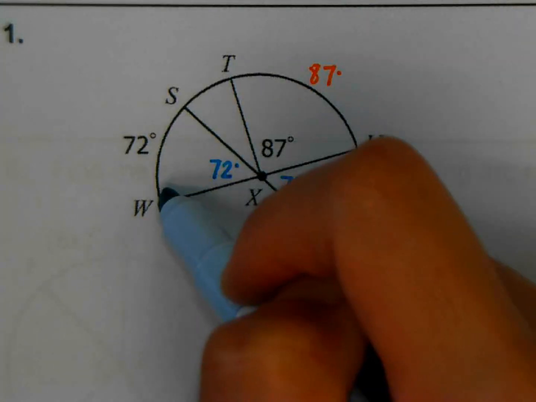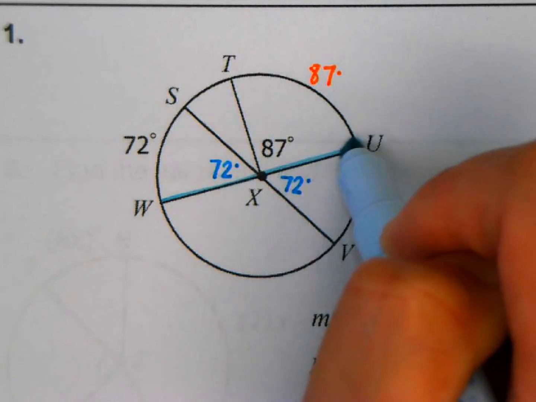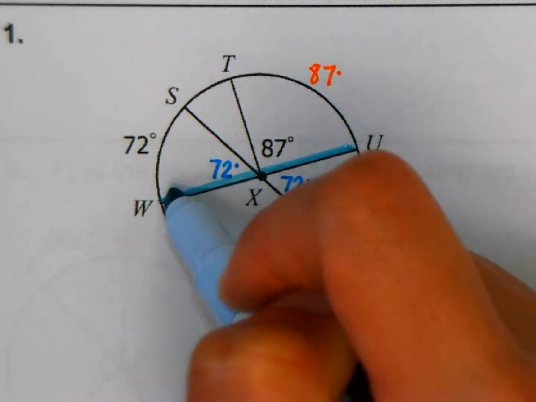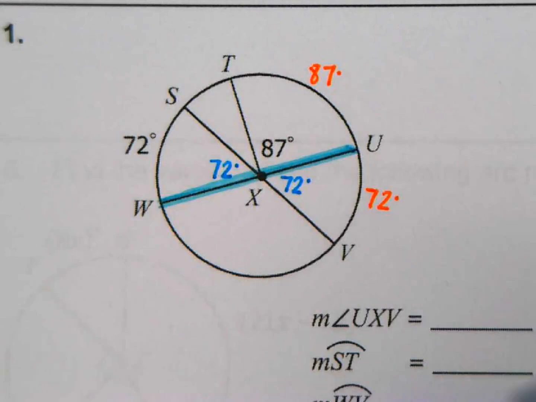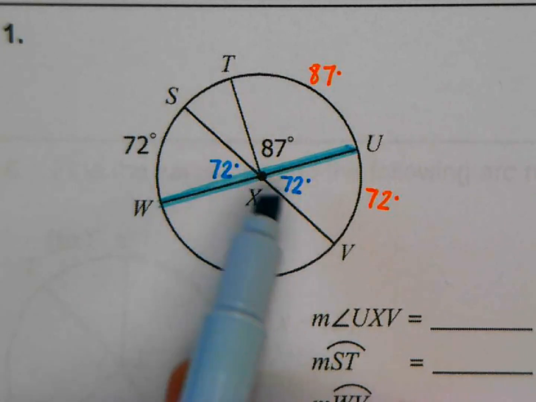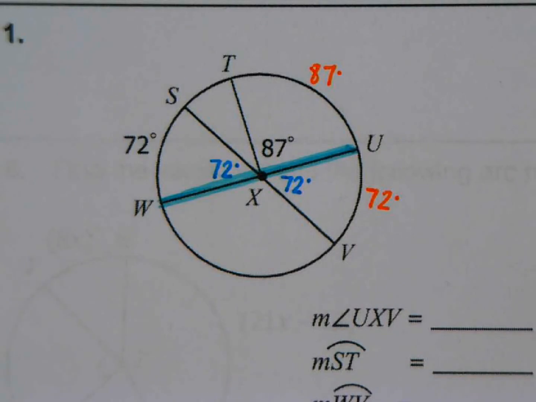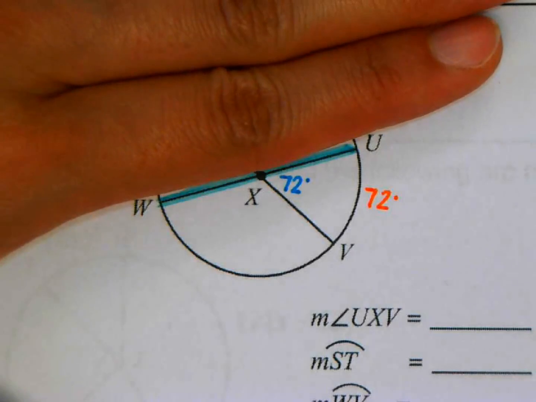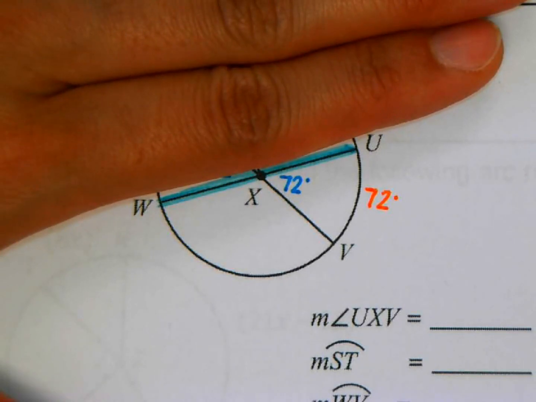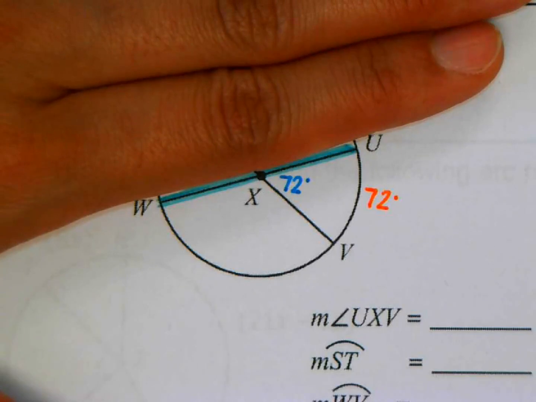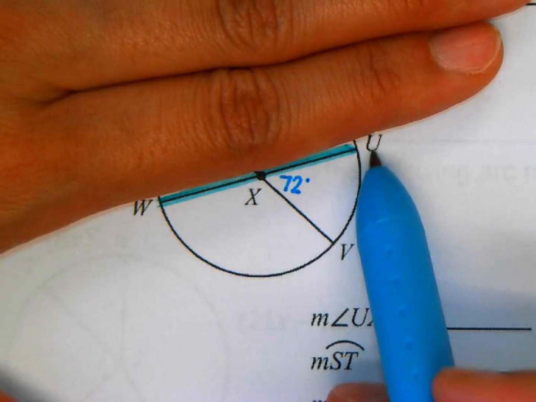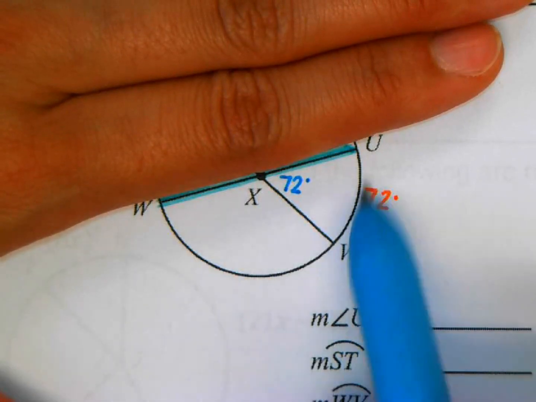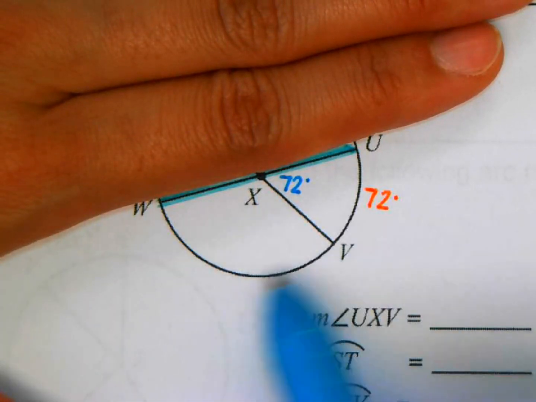Now, sometimes you're going to want to darken or highlight one diameter. In this case, I'm just going to do one of them, and you could pick any of them. I picked WU, but you could have chosen SV. You can use your pencil to make it darker so that it stands out, essentially cutting the circle in half. That's what you can use a diameter for. And what's the measure of a semicircle? 180 degrees. Half a circle is 180.